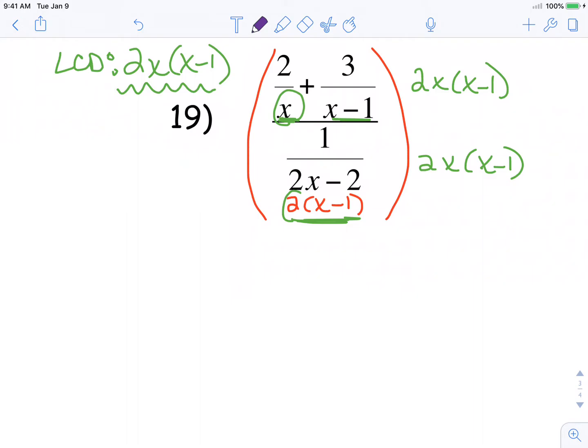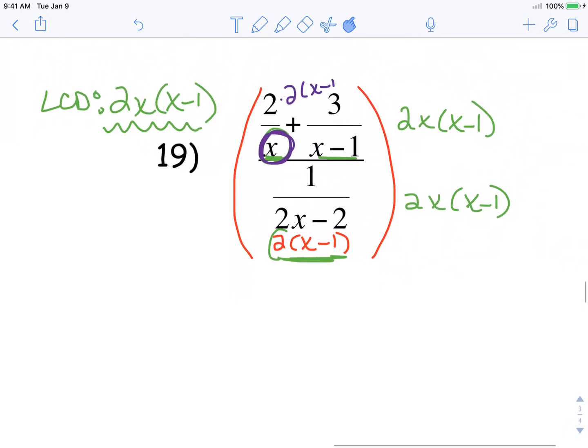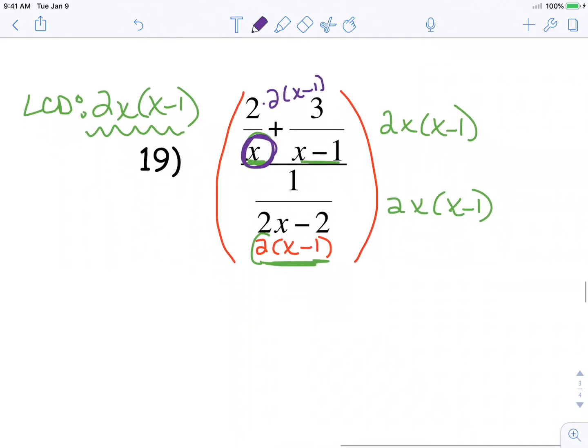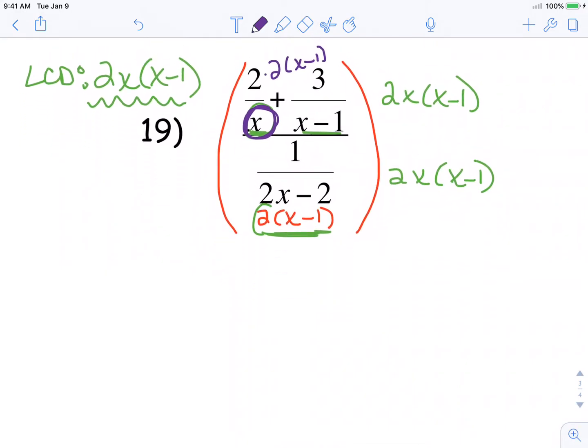And then with this method, you're kind of asking yourself, what does the denominator have currently? So in the first one, we currently have an x. What is it missing so that it gets the least common denominator? In this case, the first one is missing a 2, and it's also missing the x minus 1. So I'm going to multiply the current 2 by also another 2 and an x minus 1. So that's going to make it 4x and then minus 4.